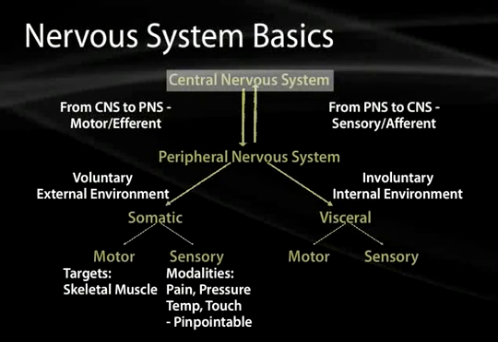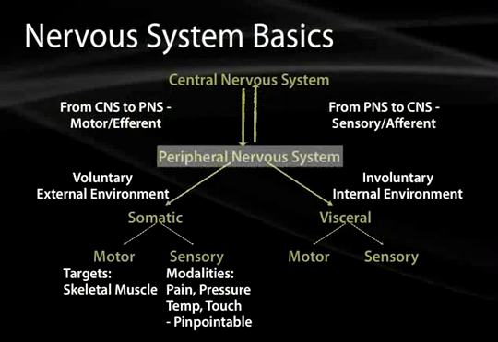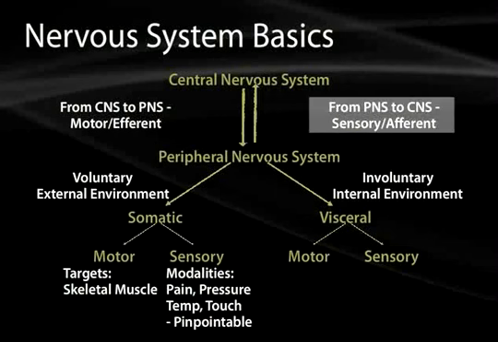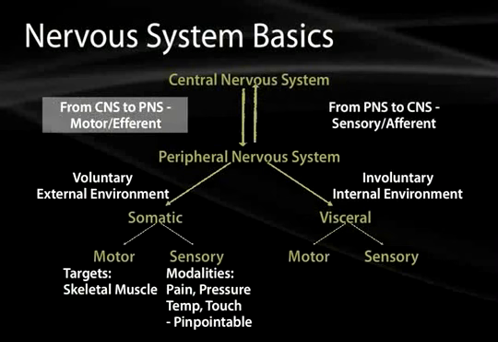Let's all remind ourselves of the organization of the nervous system in general so that we can carry this idea forward and make sure everybody's on the same page. If you already have a solid understanding of this, move quickly through it. There's the central nervous system and the peripheral nervous system. They have a bi-directional communication going on between them. If it's going from the PNS to the CNS, it's called sensory or afferent, and if it's going the other way, it's called motor or efferent.